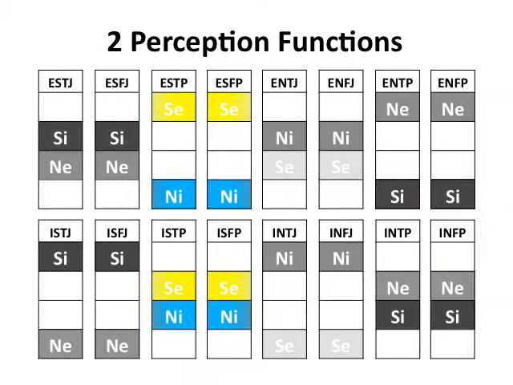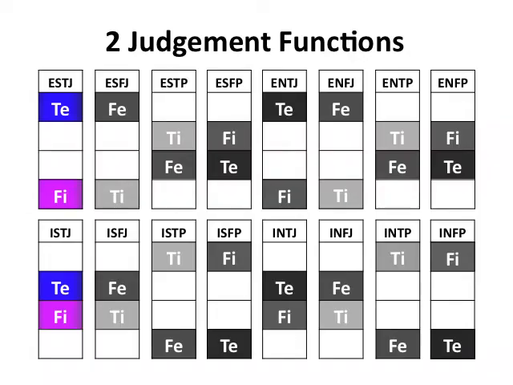You'll also notice that anyone with extroverted sensing also has introverted intuition, and vice versa. Those with introverted intuition also use extroverted sensing. Anyone with extroverted intuition also has introverted sensing, and those with introverted sensing have extroverted intuition. Likewise, with the judgment functions, those with extroverted thinking have introverted feeling. Those with introverted feeling have extroverted thinking. Those with extroverted feeling also have introverted thinking. Those with introverted thinking also have extroverted feeling.